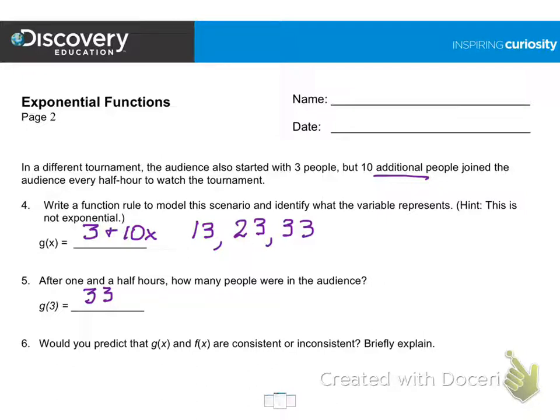Would you predict that g of x and f of x are consistent or inconsistent? Both are going to have the same pattern throughout, so they should both be consistent.